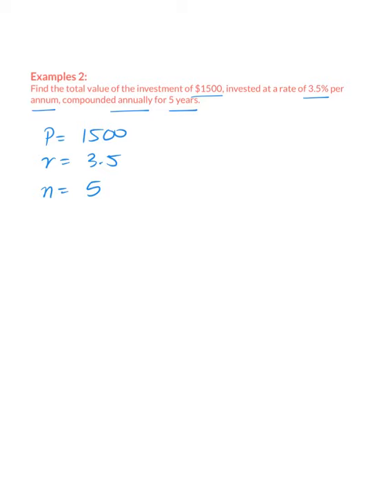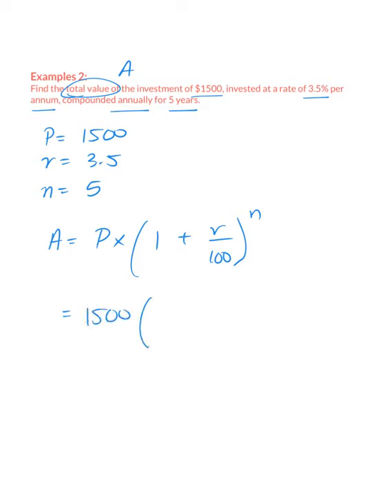Now, the question says find the total value of the investment. So we're looking for A. A equals P times (1 plus R over 100) to the power of n. Now, P is principal, so that's 1,500. 1 plus R is 3.5 over 100, to the power of 5.